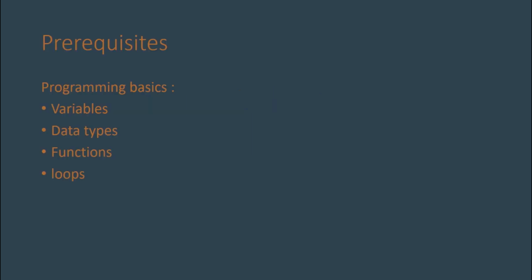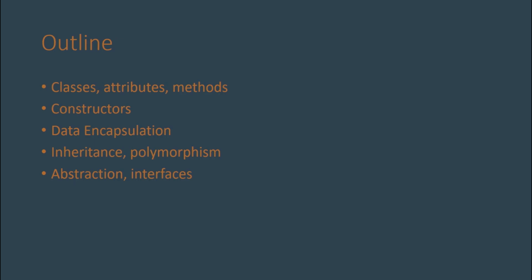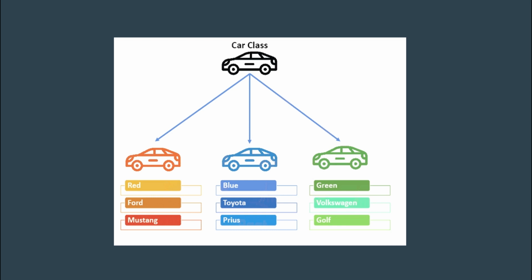This video will see a quick and general overview of object-oriented programming in Java, and will cover the main concepts. As prerequisites, you need to have some basic knowledge related to programming. You need to be able to manipulate variables, data types, loops, and functions. So in this video, we'll introduce the concepts of classes and objects, constructors, abstractions, and interfaces.